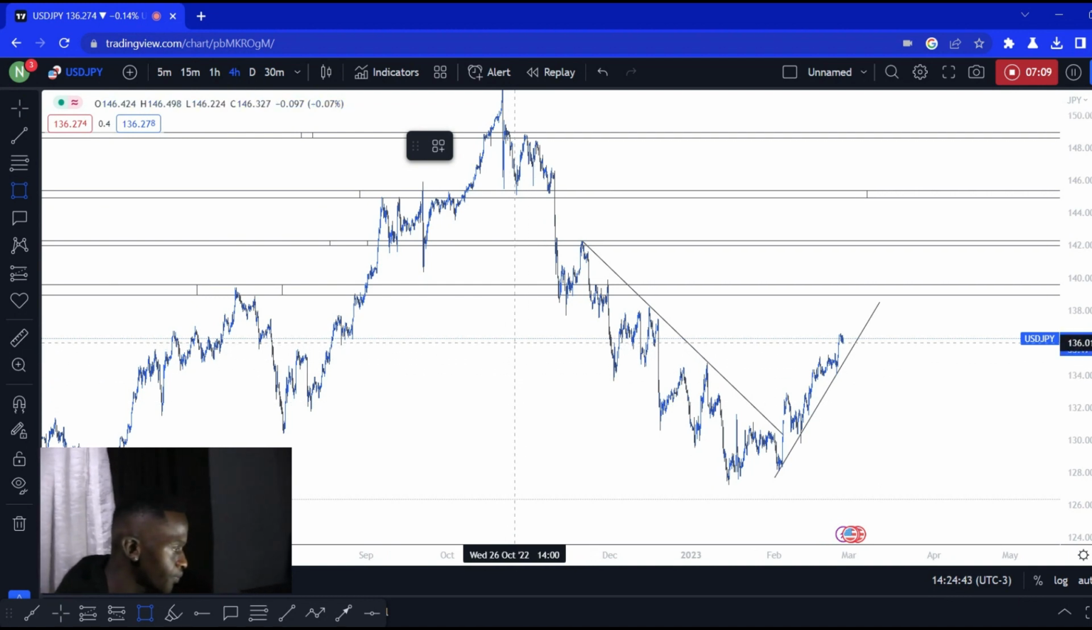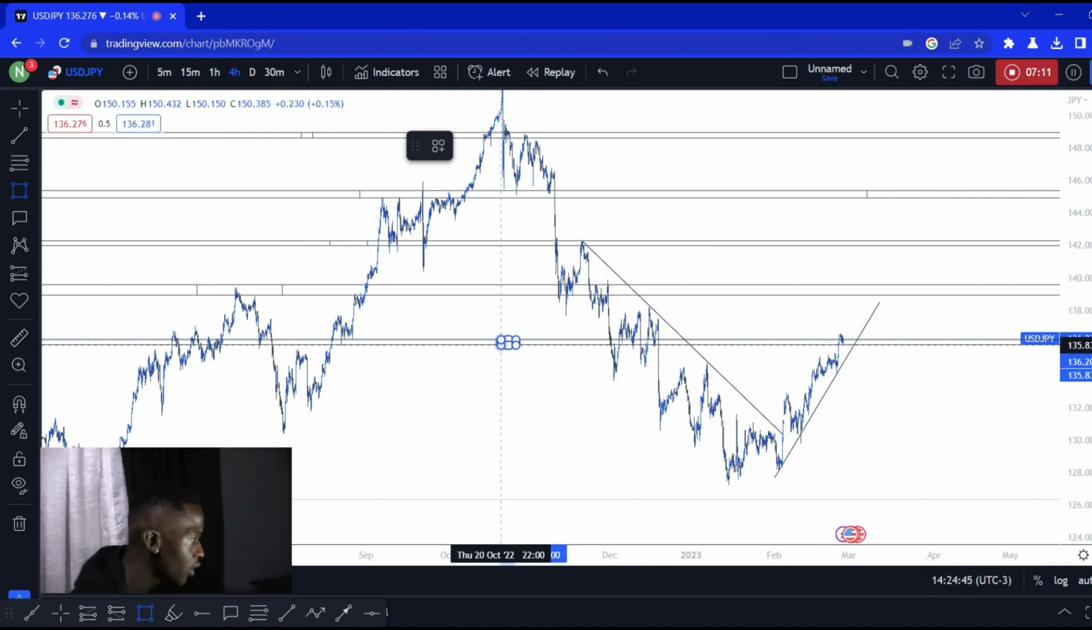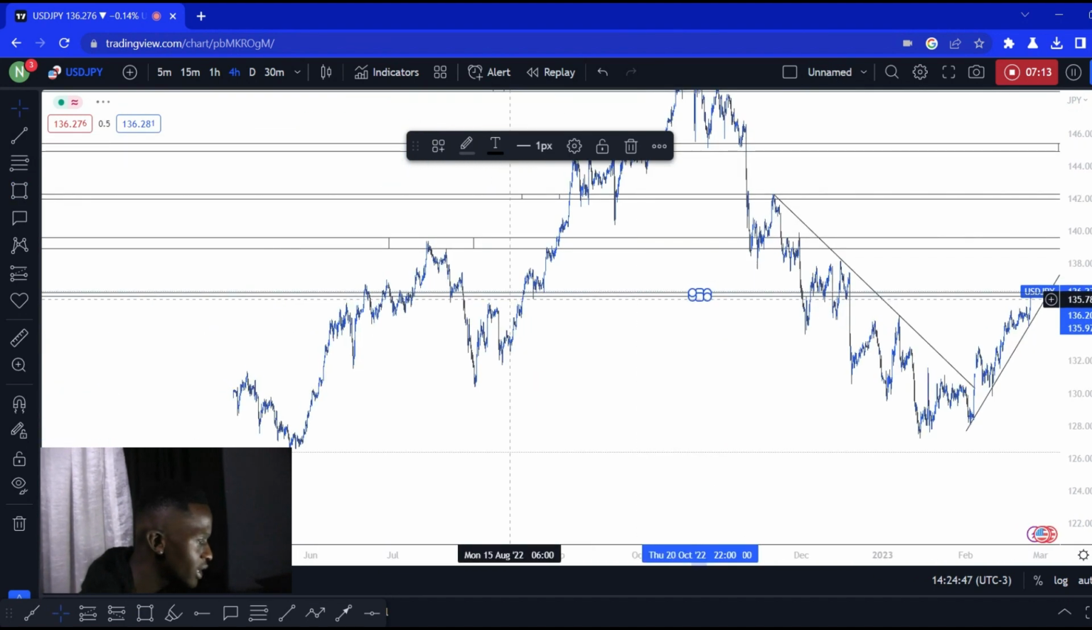So now, I'm just identifying all my areas where the market can start turning.